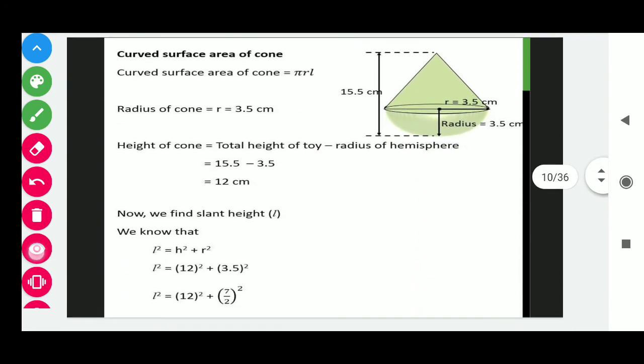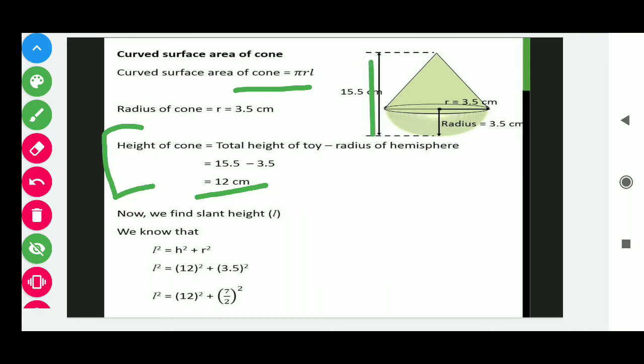After that, the curved surface area of cone. Here the curved surface area of cone is pi r l. Here pi is 22 over 7, radius is 3.5 and we need to determine the slant height. Slant height is l. I have already explained how to calculate the height. Here the height is 12 centimeter because the total height is 15.5 and this is the radius, this must be 3.5 vertical. So by subtracting 3.5 from 15.5, we get the height of the cone, that is 12 centimeter.